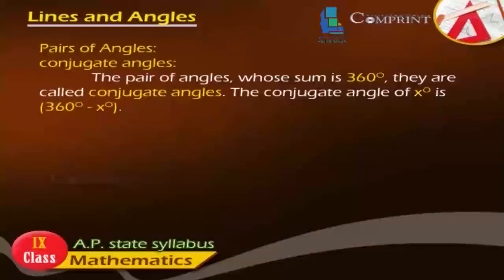Conjugate angles. The pair of angles whose sum is 360 degrees are called conjugate angles. The conjugate angle of x degrees is 360 degrees minus x degrees.